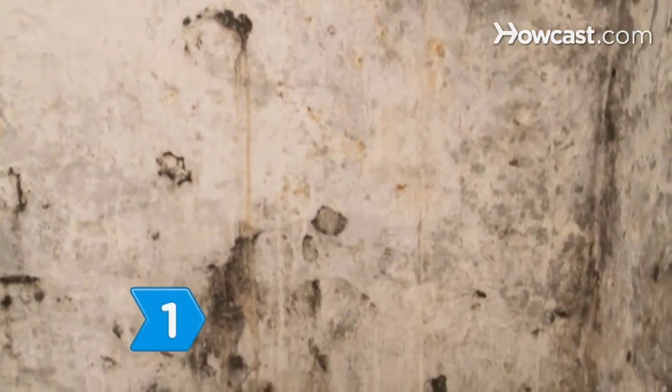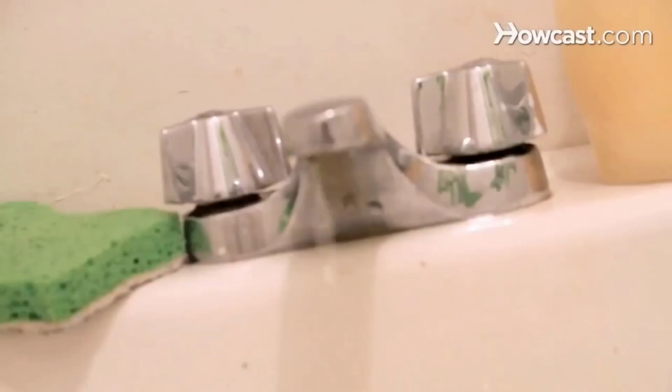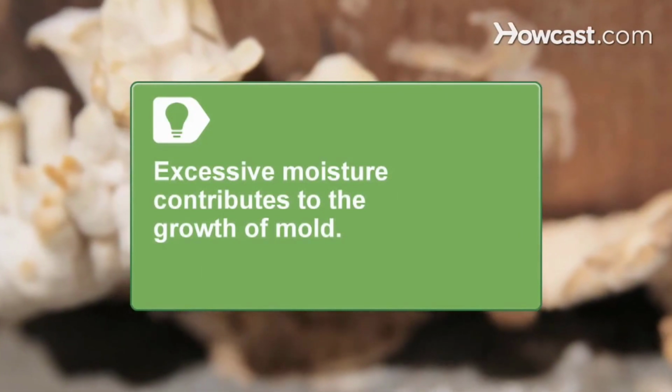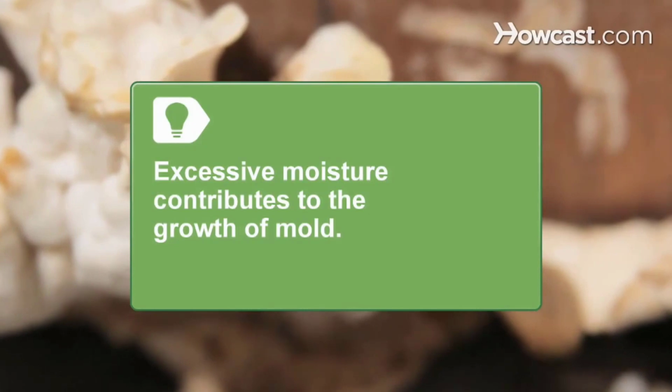Step 1. Clean up any mold that has formed as soon as possible. Fix any water problems such as leaks in the walls, roof, or plumbing. Excessive moisture contributes to the growth of mold. The longer the mold sits, the more damage it will cause to your home.